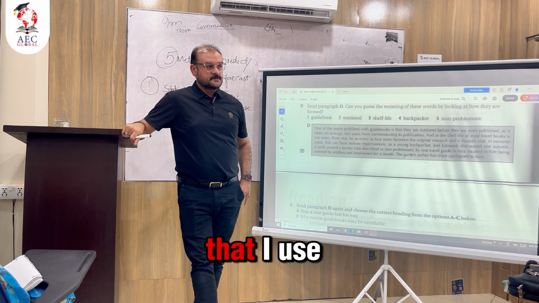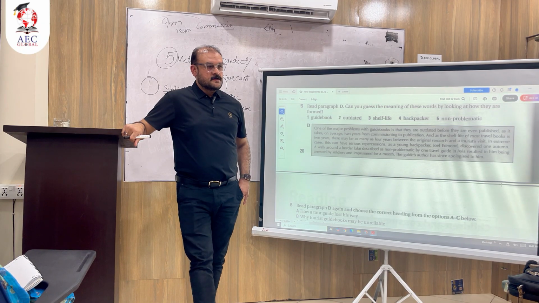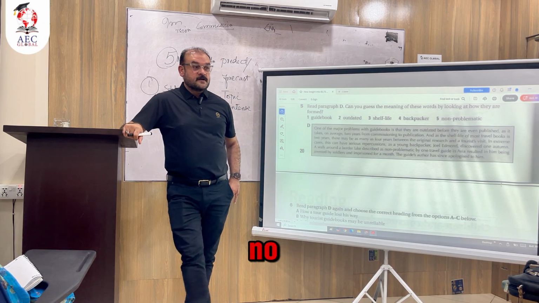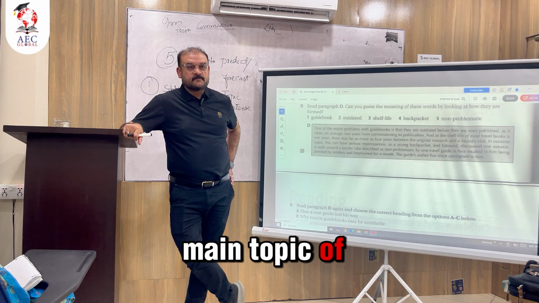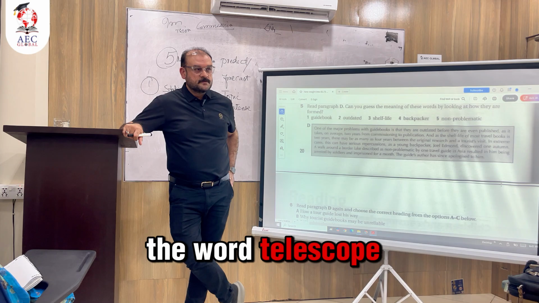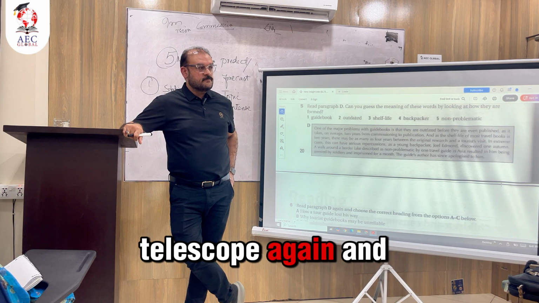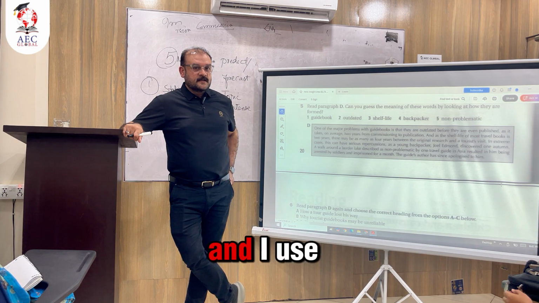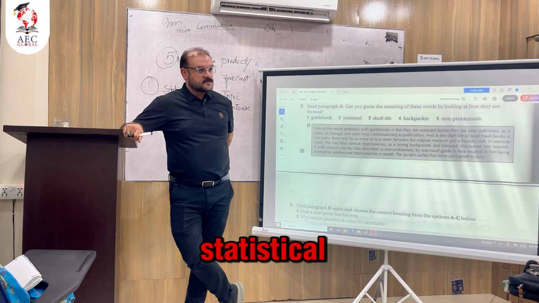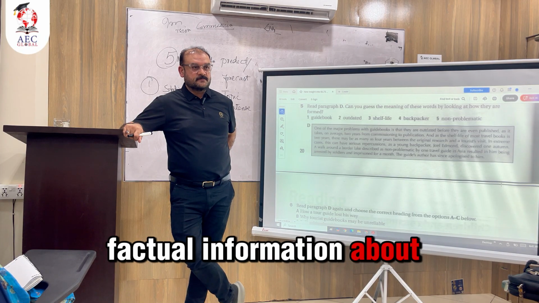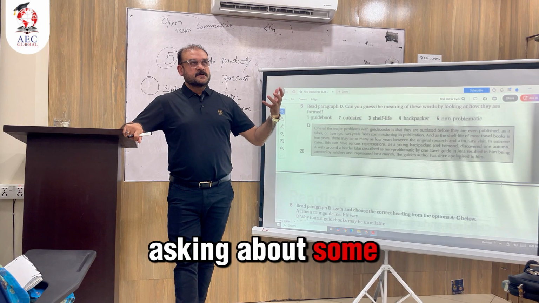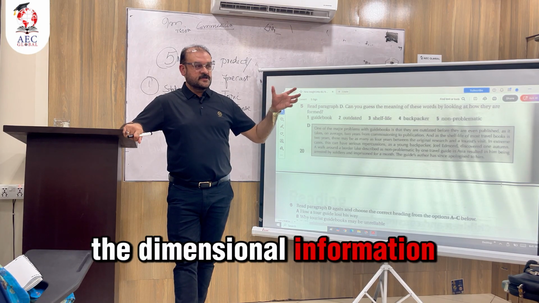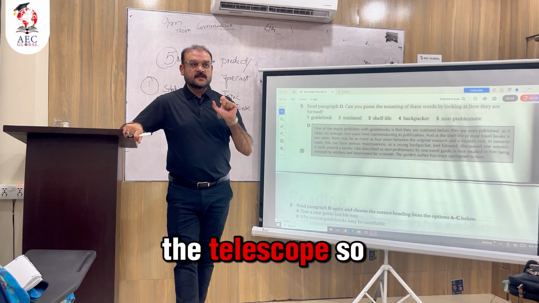Got that? I used a repeatedly used word, like you can say 50 million. I'm using repeatedly words. How would you like to guess what the main topic of the passage is? Telescope. I was talking about the telescope again and again, of Hubble actually. And I use a lot of statistical, a lot of factual information about the Hubble. You can actually guess that the writer is probably asking about some kind of dimensional information about the telescope.